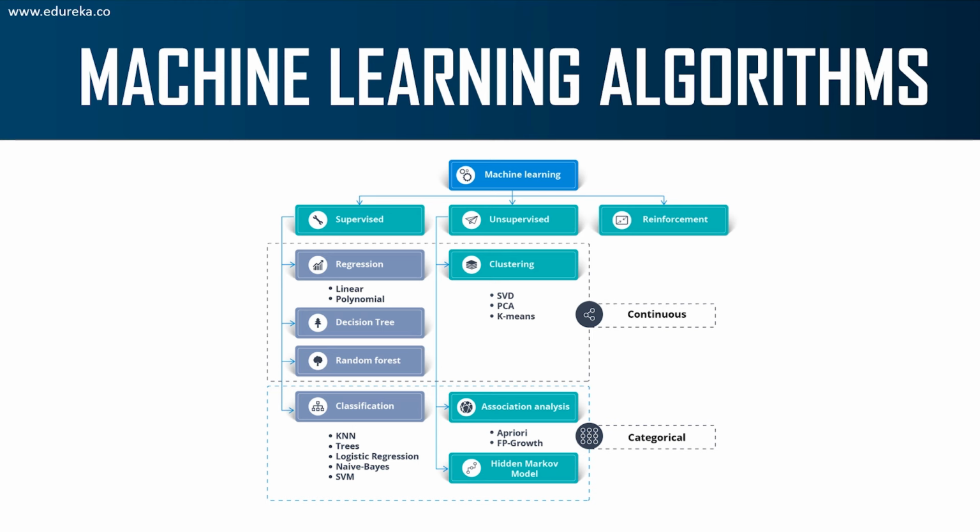Algorithms such as linear regression, decision trees, and random forest can also be used in regression problems. But usually, decision trees and random forest are used to solve classification problems. Famous classification algorithms include k-nearest neighbor, which is basically KNN, decision trees and random forest, logistic regression, naive Bayes, support vector machines. All of these are classification algorithms.